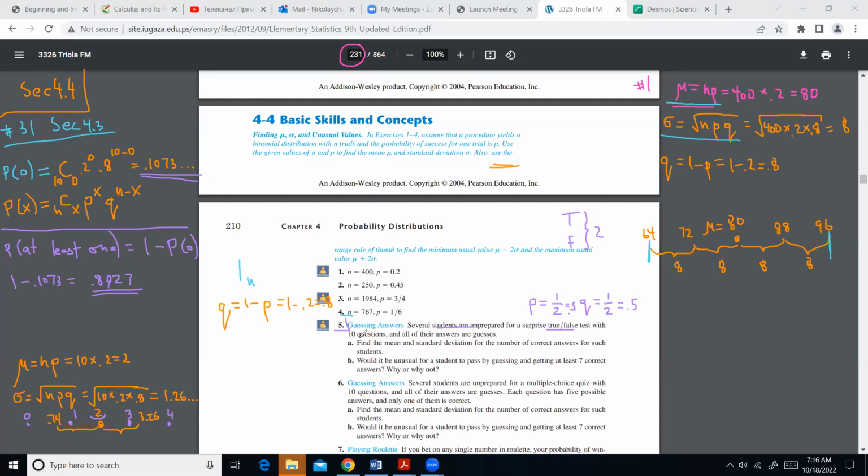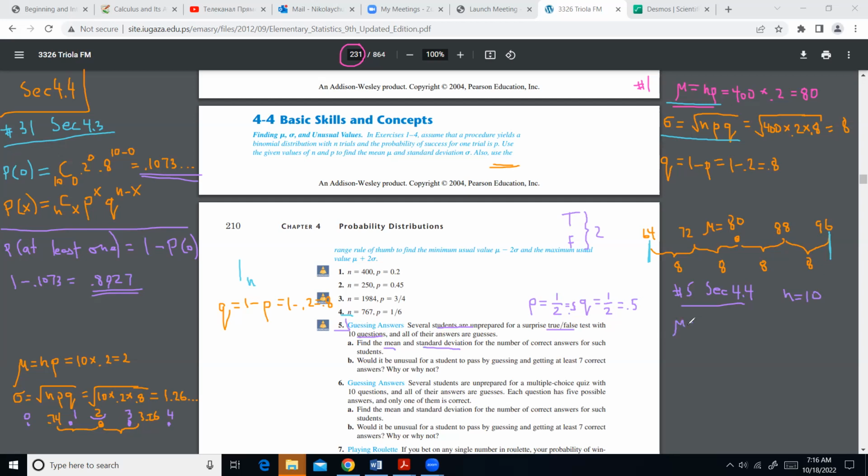So the number of questions is 10. In exercise number 5 here, I'm back to section 4.4. So in exercise number 5, there are 10 questions. And the question is mean and standard deviation.